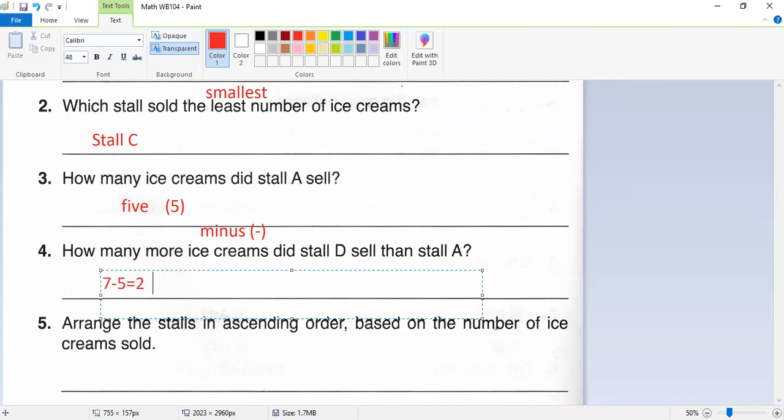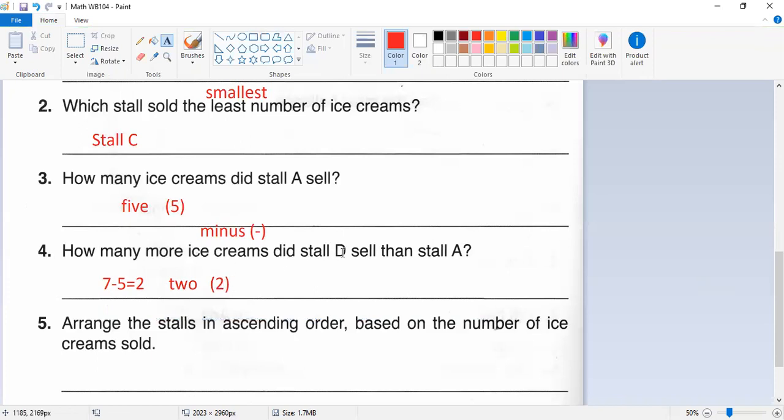Spell 2. T W O. Two. Spell the numbers out as well. 2. D minus A. 7 minus 5 equals 2.